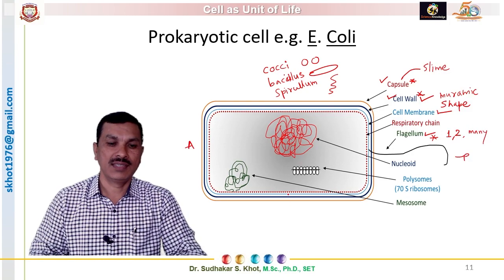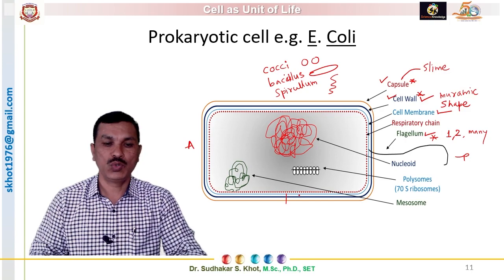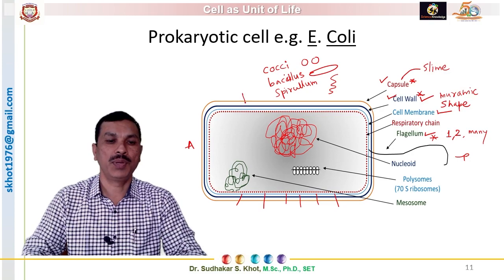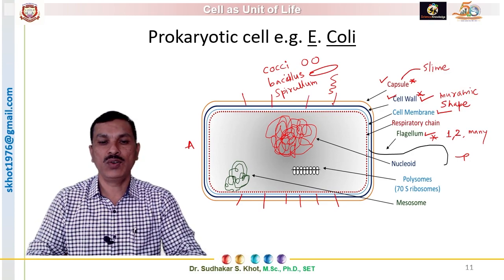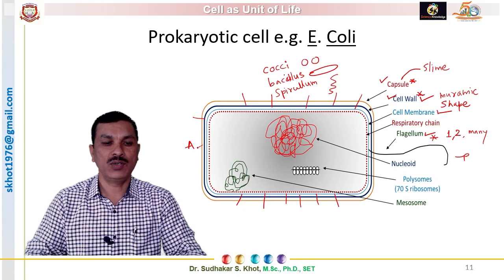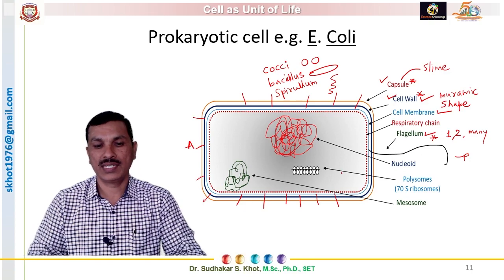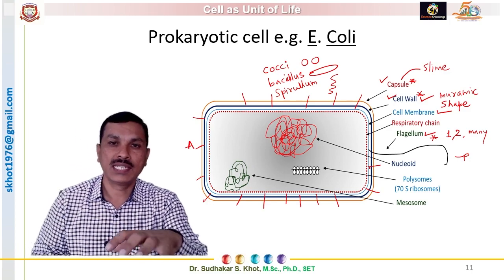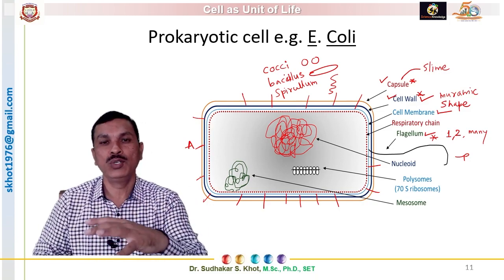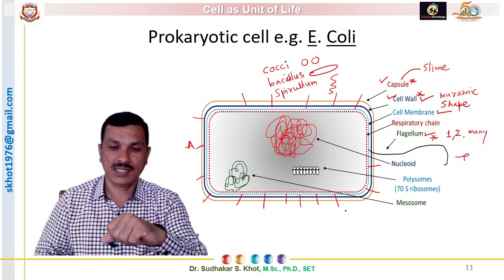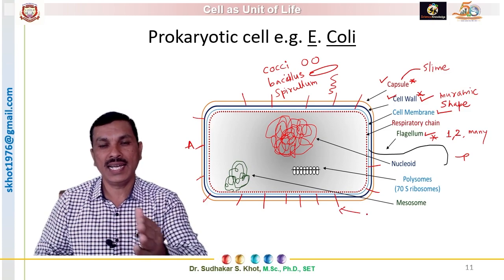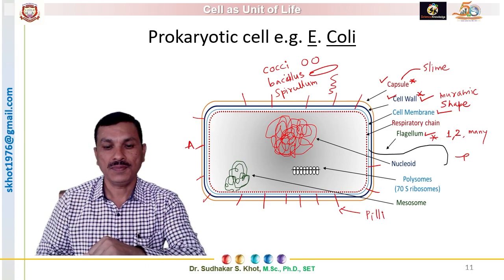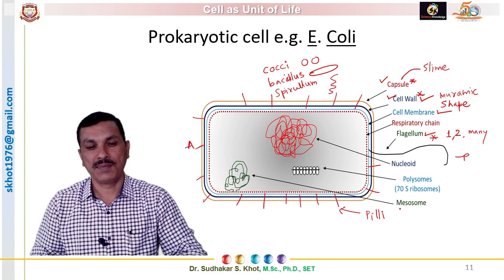In addition, the cell membrane shows certain small outgrowths which are called pili or fimbriae. These pili or fimbriae are present on the surface of the prokaryotic cell, and they help in attachment with the substratum or attachment with another cell during sexual reproduction. This outgrowth, which is shorter compared to the flagellum, is called pili, or fimbriae.